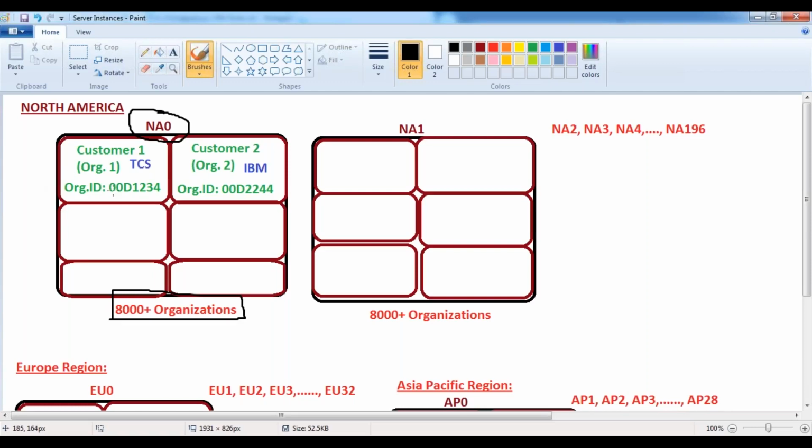So multi-tenant architecture provides various benefits. What are those benefits? Multi-tenant architecture describes how multiple people can utilize the resources on rental basis. That concept has been introduced by the multi-tenant architecture.